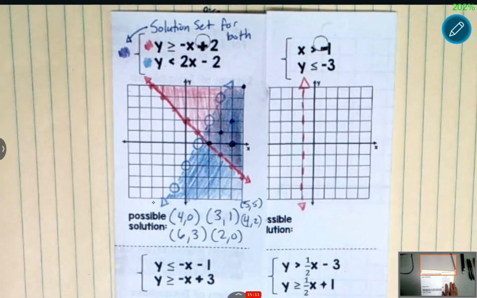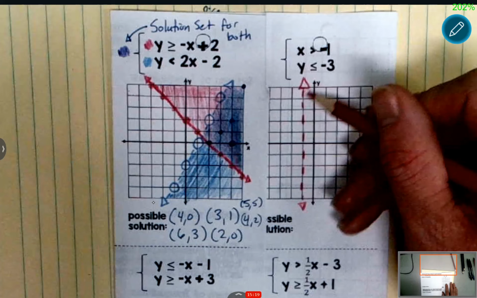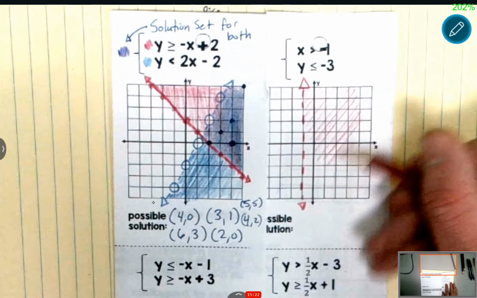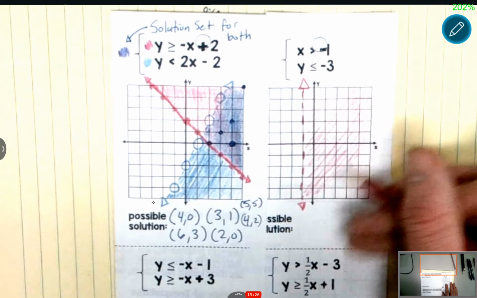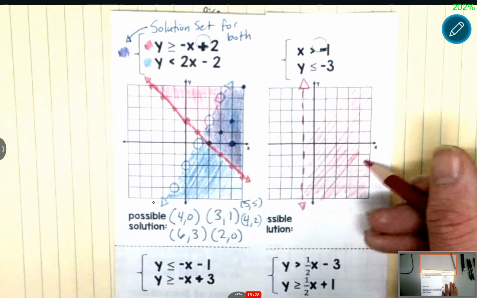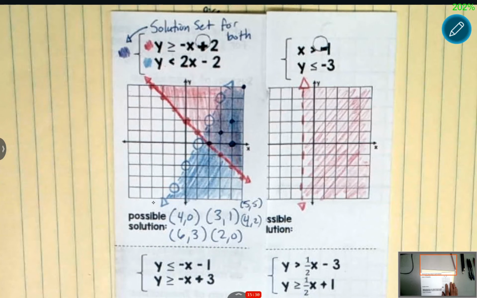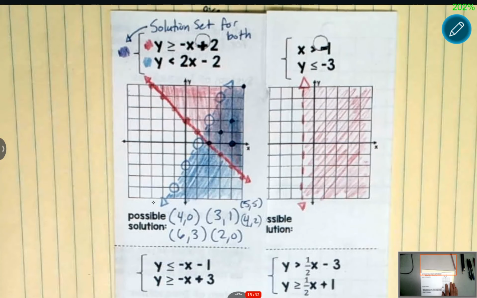And this is the only time I will shade left versus right, when I have a vertical line. So if x is greater than -1, do you think I'm going to shade on the left side or the right side? The right side, because everywhere on the right side is where my x's get bigger. So all of this on the right are my x values that are bigger than -1.